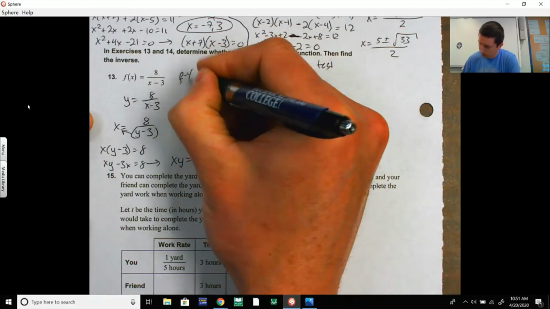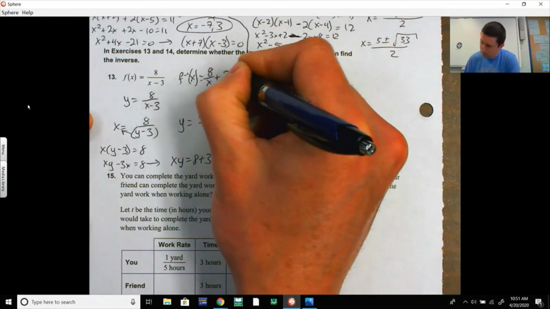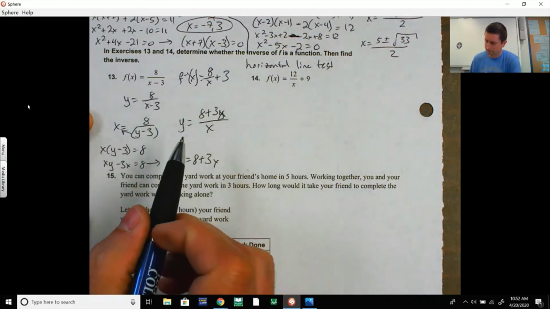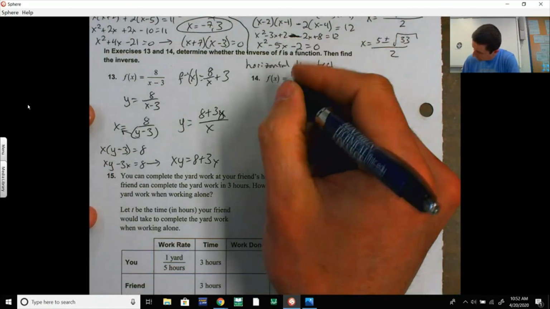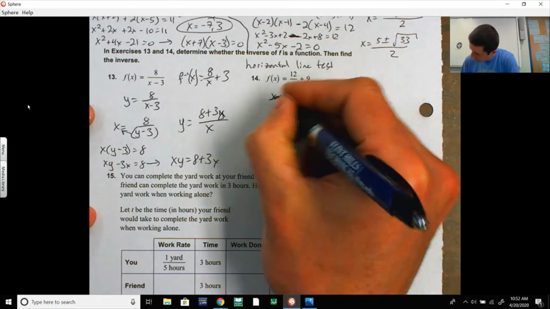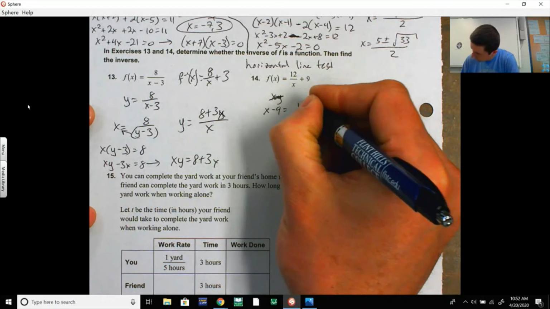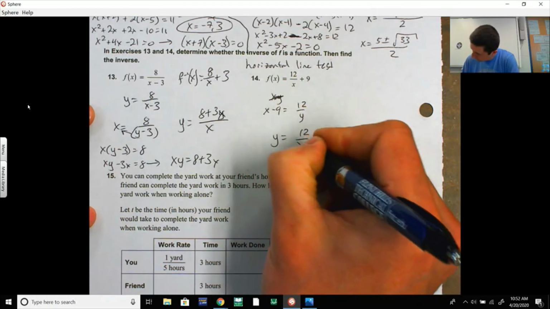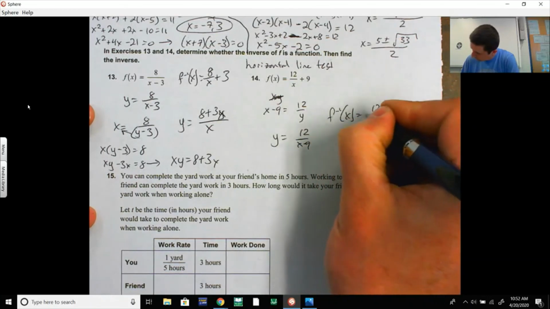So we end back up here, f inverse of x would be 8 over x plus 3 if we're going to simplify it. That's kind of weird. Kind of the same numbers there, but mixed around like that. That is coincidence. It doesn't always work like that. Okay, so xy, this would be x minus 9 equals 12 over y. So y is going to equal 12 over x minus 9. So f inverse of x would be 12 over x minus 9 if you go through all the steps.